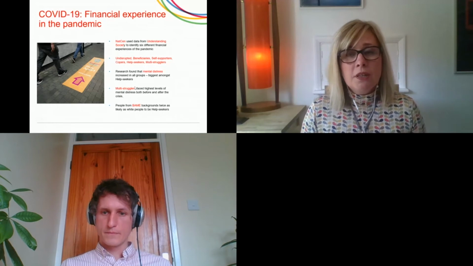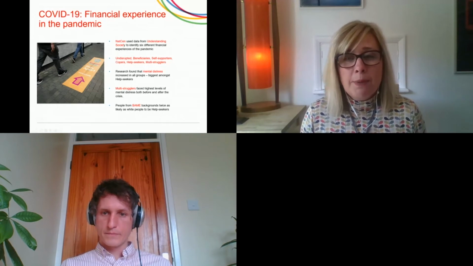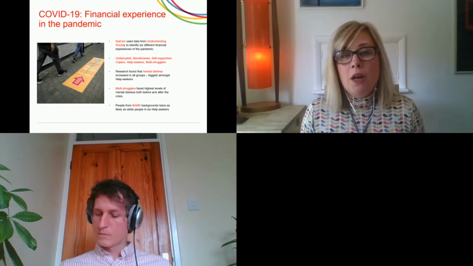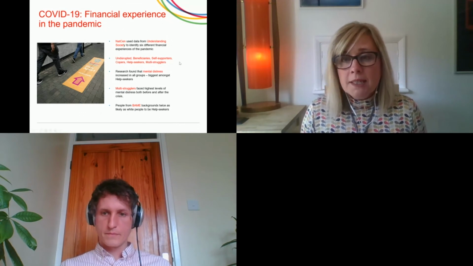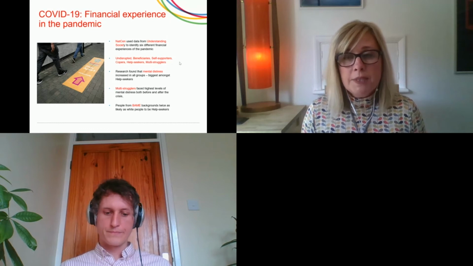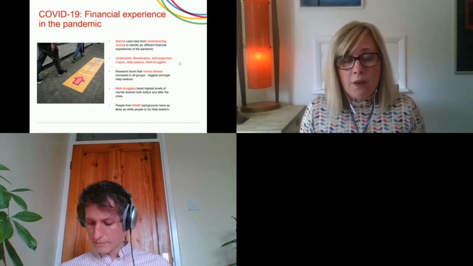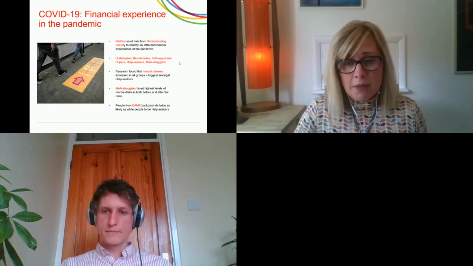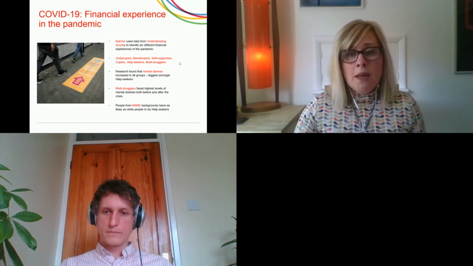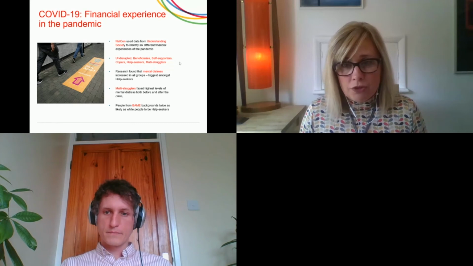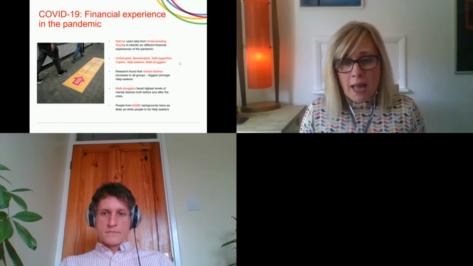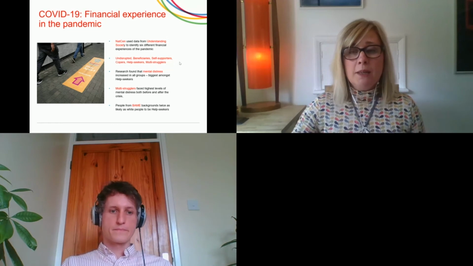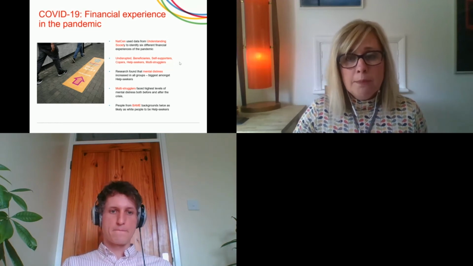Next slide, please. And then finally, back to our COVID-19 survey. NatCen used our data to identify 6 different financial experiences of the pandemic. Those were undisrupted, beneficiaries, self-supporters, copers, help seekers, and multi-strugglers. Research found that mental distress actually increased in all of those groups, and it was biggest amongst those classified as help seekers. Multi-strugglers faced the highest levels of mental distress, both before and after the crisis. And people from Black, Asian and minority ethnic backgrounds were twice as likely as white people to be help seekers.